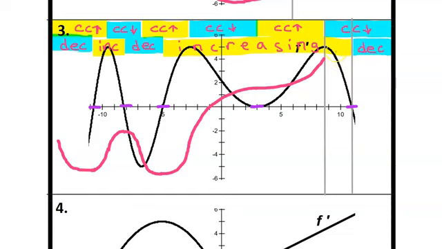In this next interval, f should be increasing and concave down, and it should end at a horizontal tangent line. So here we go, increasing, concave down, ending at a horizontal tangent line. And in the last interval, it should be concave down and decreasing. So here we go, concave down and decreasing. And that's it. This is a possible graph of the original function f.